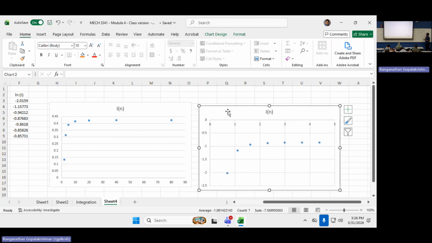Okay. So that's the takeaway for integration. You use this trapezoidal rule in exam. Do the asked number of segments. In reality, do a required number of segments for obtaining a reasonable value.